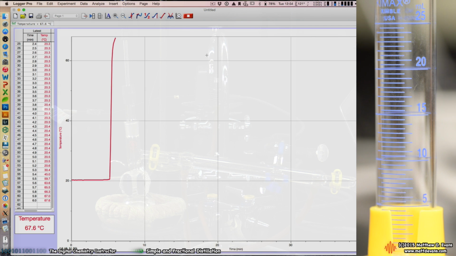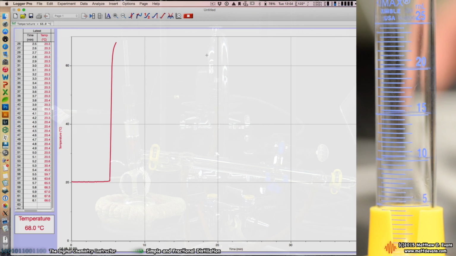So now at this point, what we're gonna do is keep an eye on the total volume of distillate collected. Looks like right now my drip rate is a little bit too fast. I'm gonna turn this back just a hair.